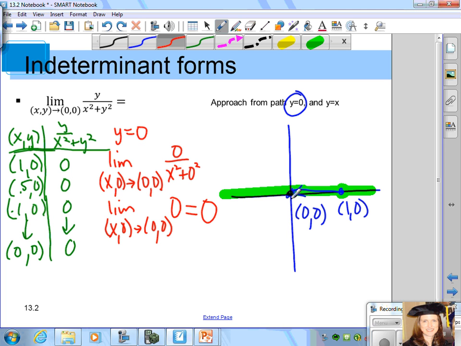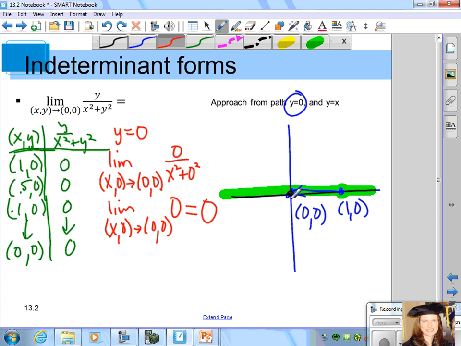Now that does not say that all of the limits will approach 0. We're just saying that in one direction we found a path that approaches 0. That doesn't mean that we have all directions. So let's look at another path.